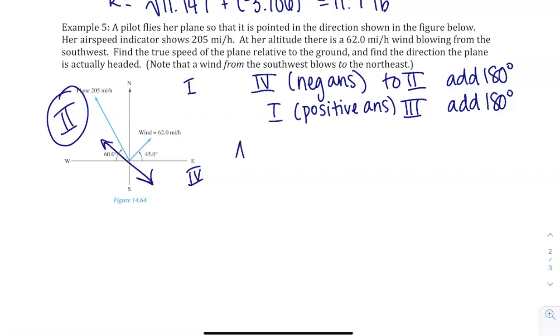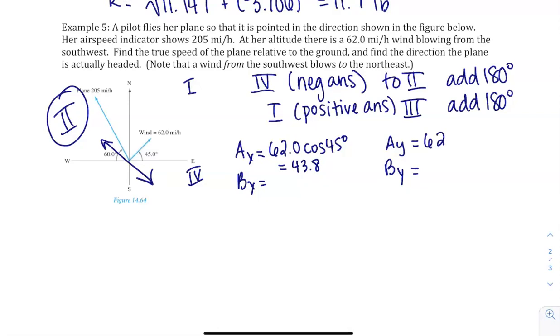All right, so now let's actually do this. We need our x components, our y components. So let's get those in. We have 62.0 times cosine of 45 degrees. That is equal to 43.8. Our y component, 62 times sine of 45 degrees, is also 43.8.